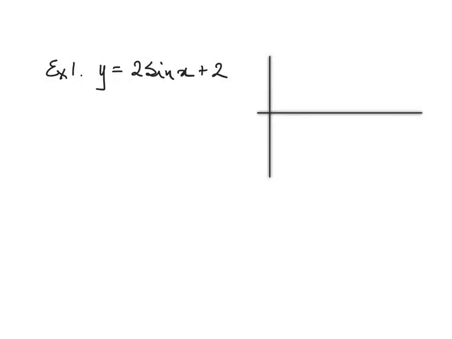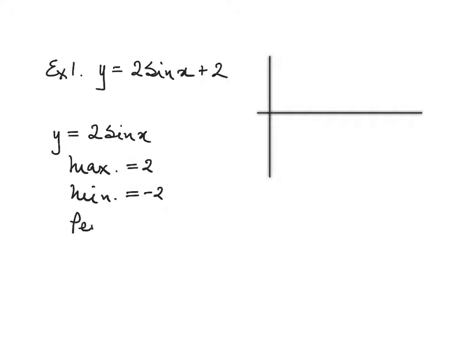We want to sketch the graph of y equals 2 sine x plus 2. What we could do first of all is sketch the graph of y equals 2 sine x. Now we know the maximum is 2, the minimum is minus 2, and the period is 360 degrees. So if I make a mark here, 2 and minus 2, and 360 on the x-axis, and I split that up into 4 equal regions.